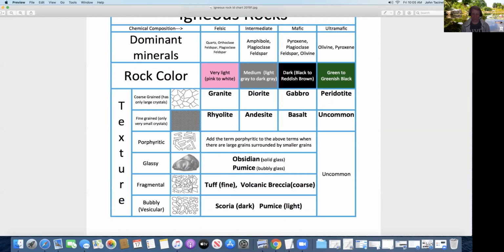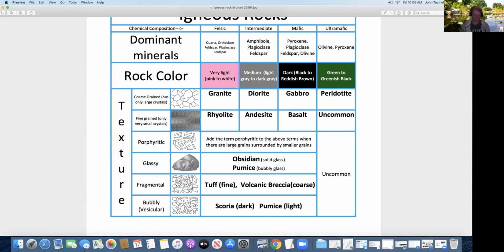And so if it's coarse-grained, you can probably put it somewhere on this spectrum here, from granite to diorite to gabbro to peridotite. If it's fine-grained, and you're looking at just color, rhyolite would be something that would be very light in color. Andesite, kind of a gray color. Basalt, black. Don't usually have fine-grained ultramafic rocks. They're very, very rare.